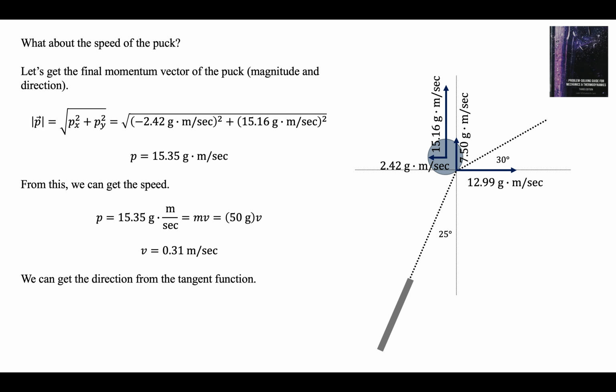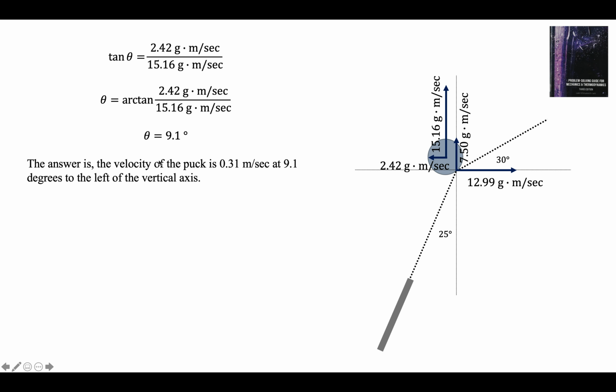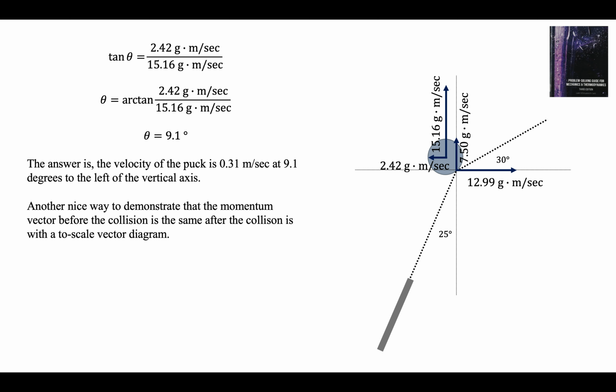Now we can get the direction. We can use tangent. We can get either angle. I'm saying the opposite side is 2.42, that's over here, so we're going to get the small angle, the angle with the vertical. Take the arctangent of both sides, and we get 9.1 degrees. So it's 9.1 degrees to the left of the vertical axis. So this velocity of the puck is 0.31 meters per second, 9.1 degrees to the left of the vertical axis. That's the answer to the question.